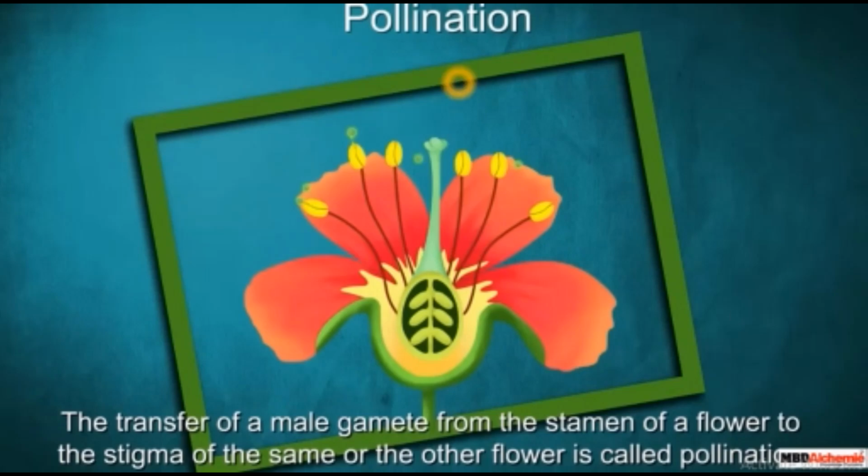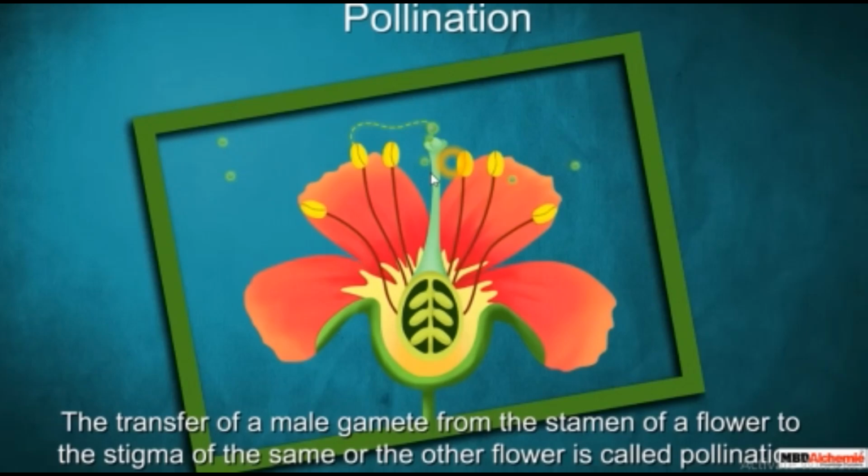Now the first step of this process of reproduction is called pollination. The transfer of pollen grains to the stigma is called pollination. We have 2 ways for the pollen grain to be transferred to the stigma. It may be self-pollination or cross-pollination. So let's watch this video.